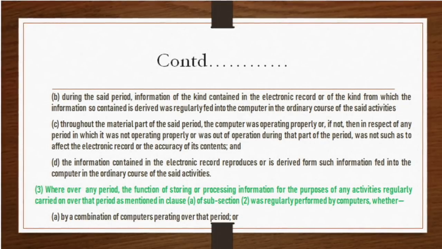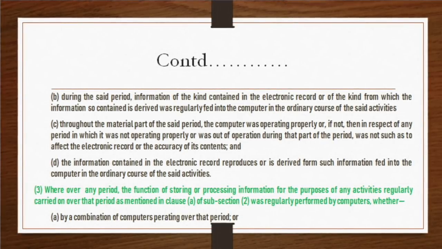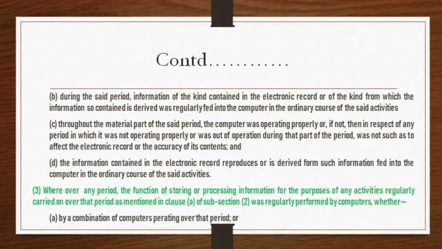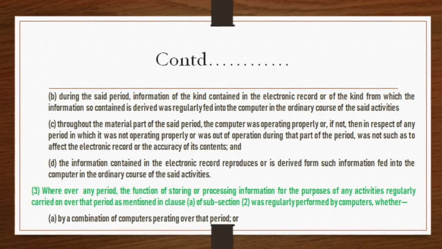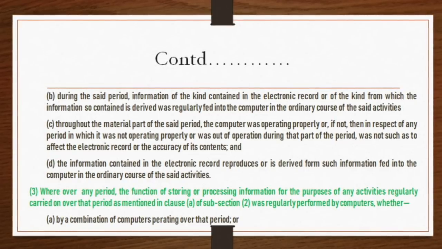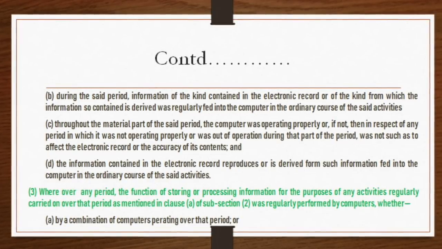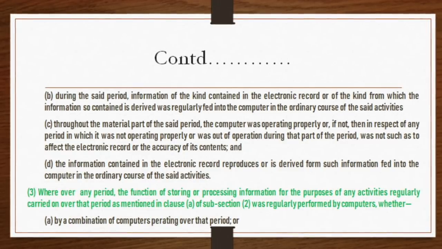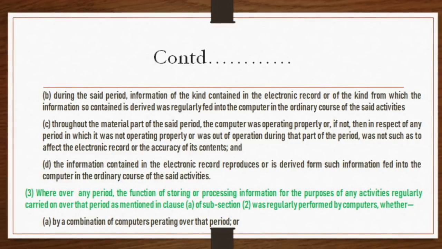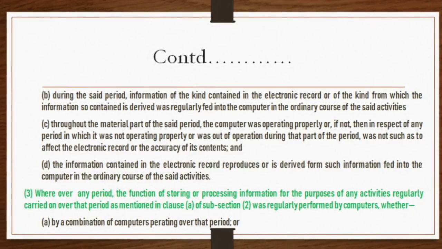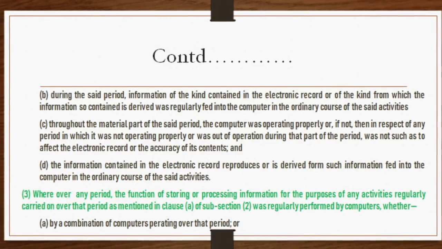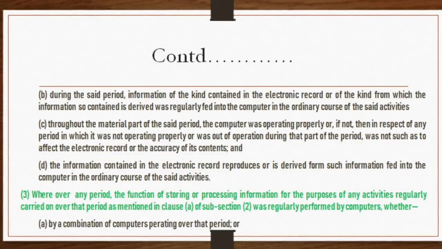Subsection C says, throughout the material part of the said period, the computer was operating properly, or if not, then in respect of any period in which it was not operating properly or was out of operation during that part of the period, it was not such as to affect the electronic record or the accuracy of its contents. And the final and last para that should be there in the 65B statement is that the information contained in the electronic record is produced from or derived from such information fed into the computer in the ordinary course of the said activities.